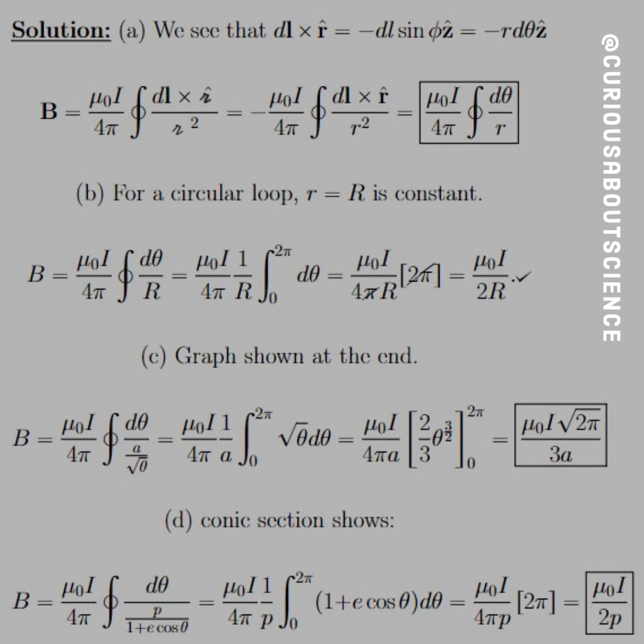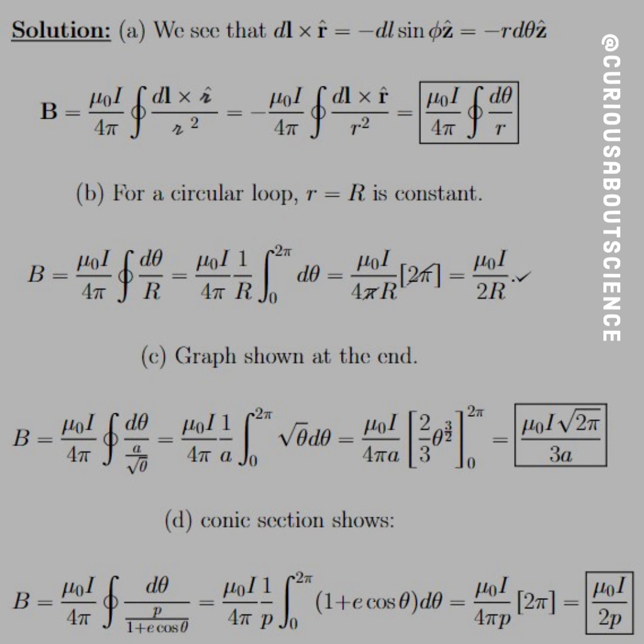The graph we'll include at the end, but the calculation is the same. Just plug a over square root theta into the denominator. You know, anytime you're dividing by a fraction, you multiply by the reciprocal. Go ahead and do that, and then you're left with the basic power rule. And then you end up with mu naught I square root 2 pi over 3a.